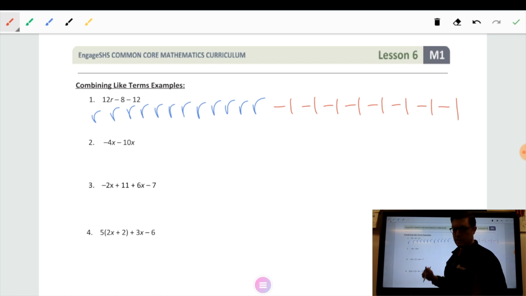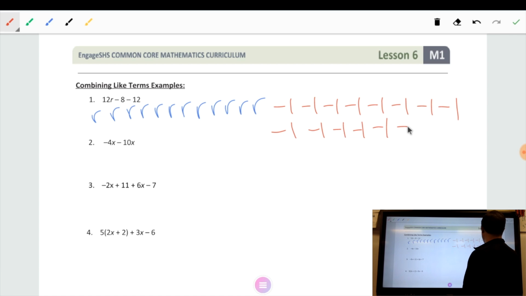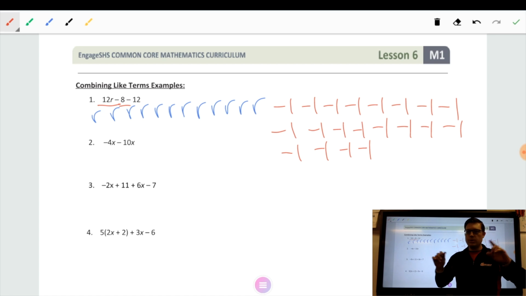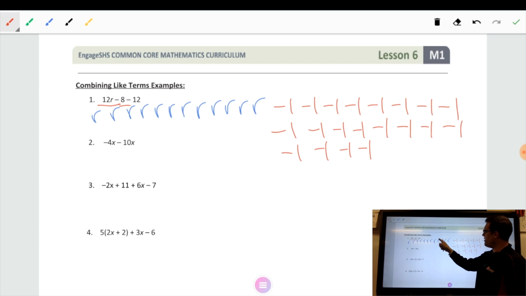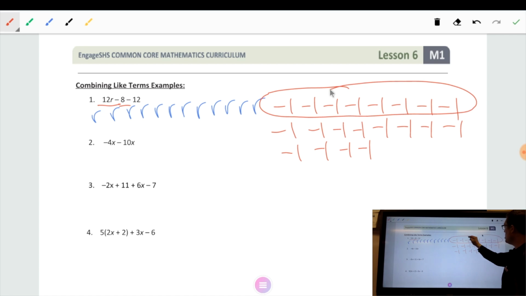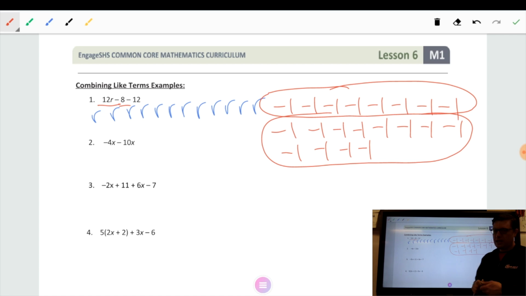And then the minus 12 means another twelve minus 1s. So you can't just straight up combine the 12r with the 8 and go, hey, 12 minus 8, that's 4. You can't do that. The 12r refers to how there's 12 of them. And then the minus 8 and the minus 12 is physically adding or taking away numbers, mathematical things that you can subtract.